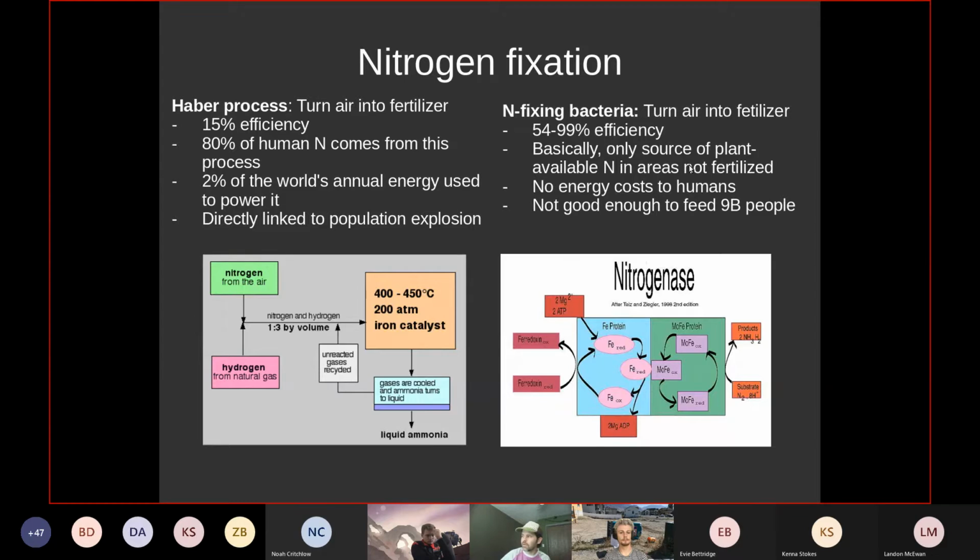But bacteria, they're the only things in nature other than humans that can do this, right? Because they've got this nitrogenase system and these NifH, the nitrogen fixing proteins. It's a whole lot more efficient. And if you're not fertilizing the area, this is the only source of nitrogen for plants.